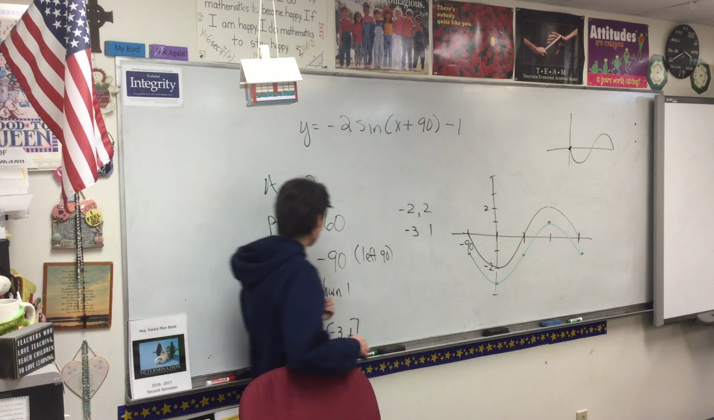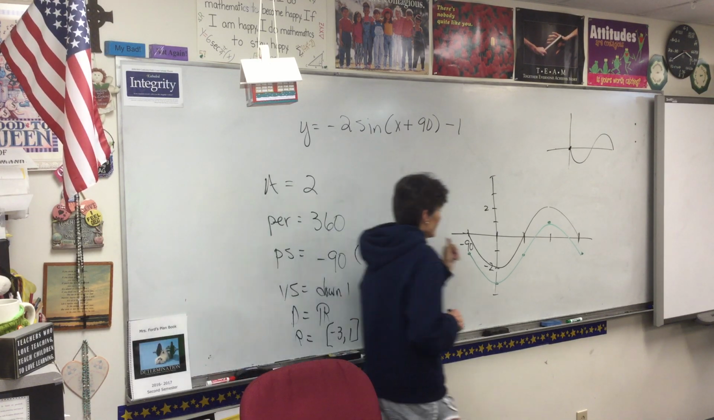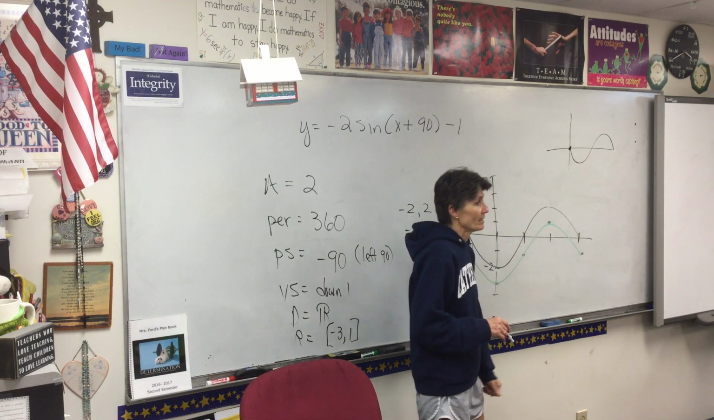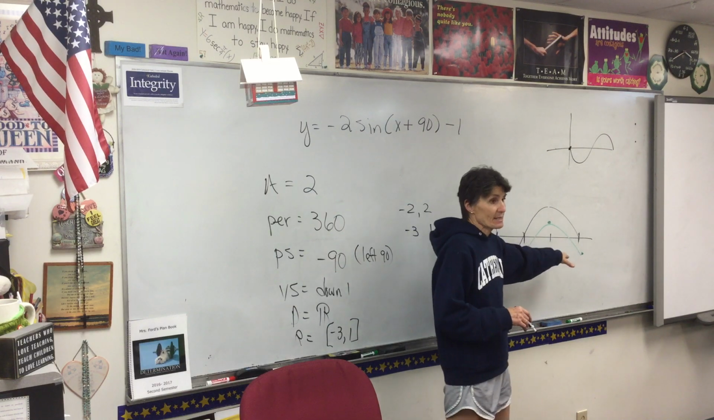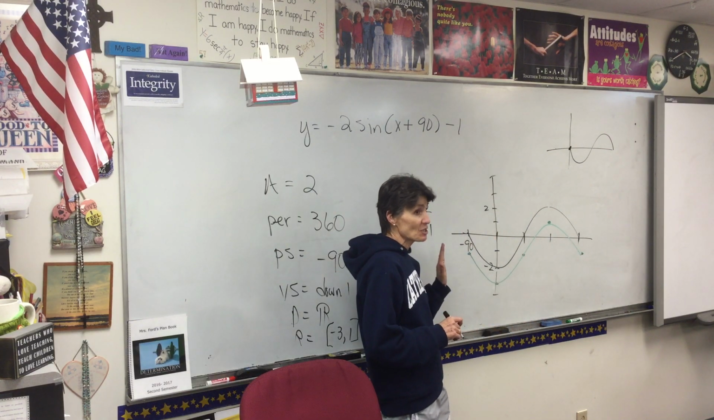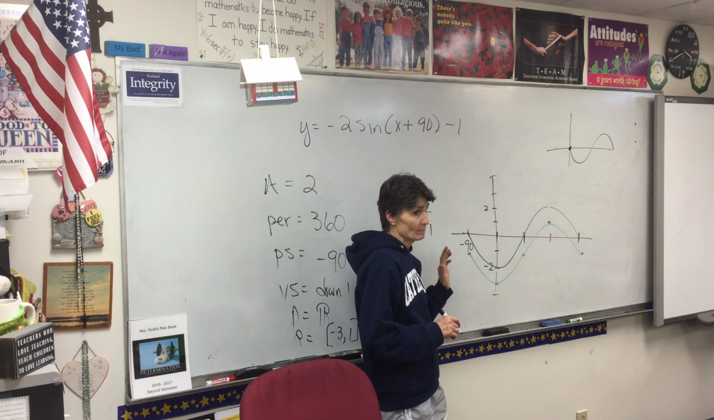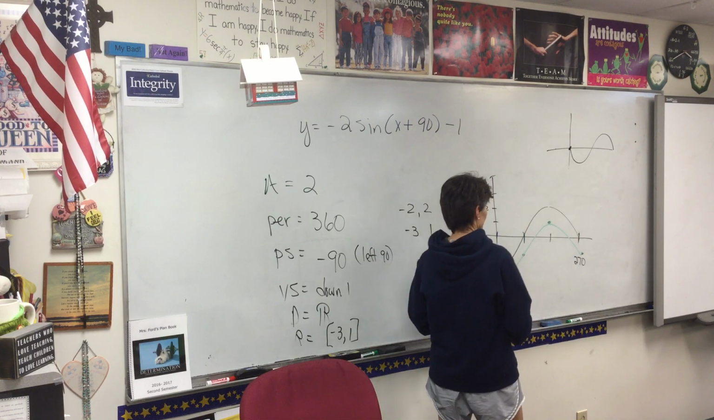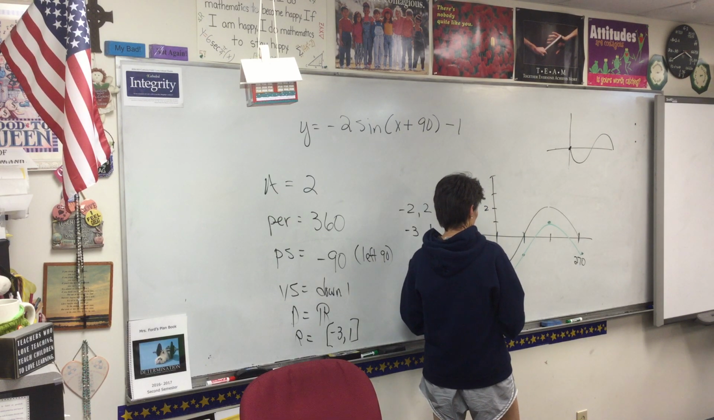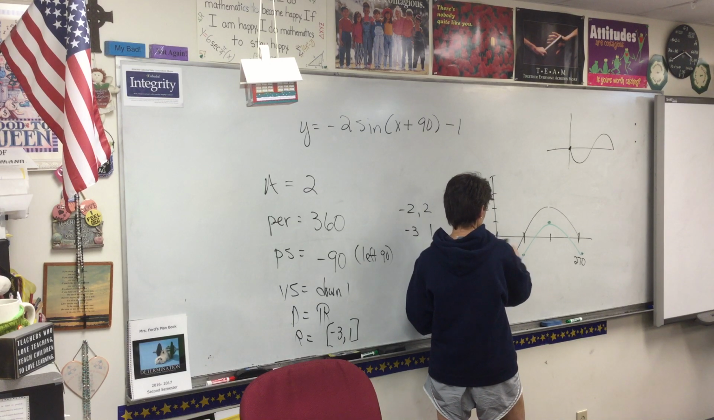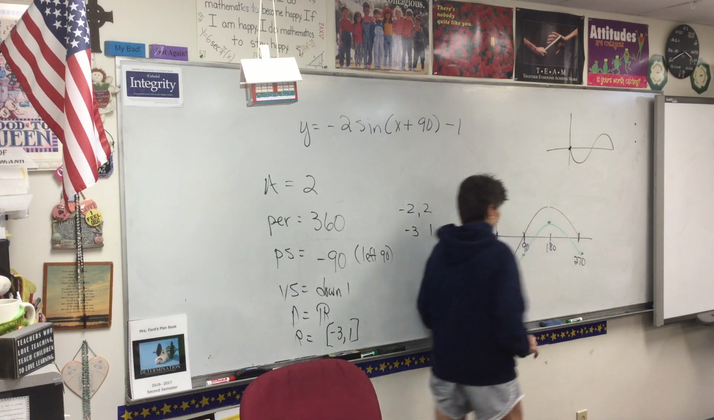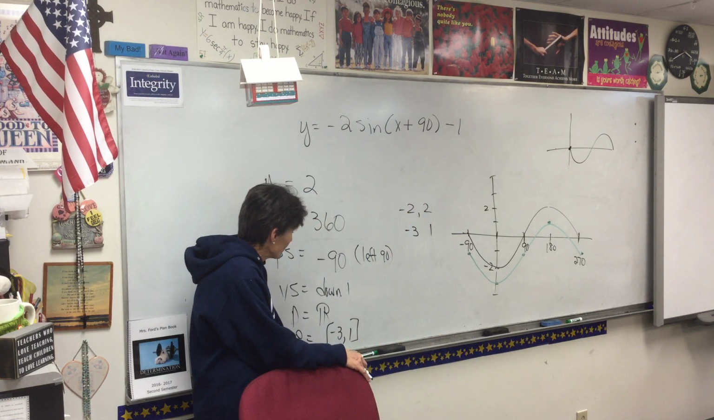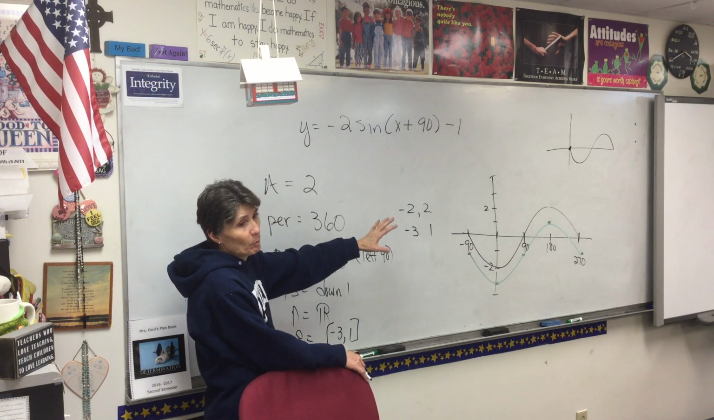All right, so my period was 360. That means I end 360 after I started. Now normally I would end at 360, but since I backed up 90 to start, where am I going to end now? 270. That's 0, so this would be 90 and this would be 180. And there we go. So, if you can do all that, you got mega points coming.